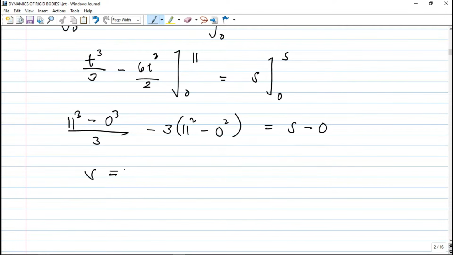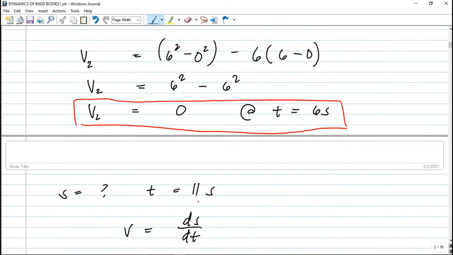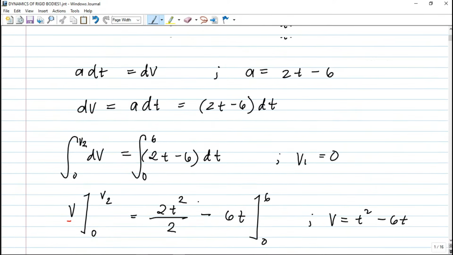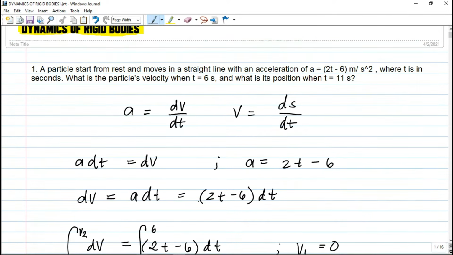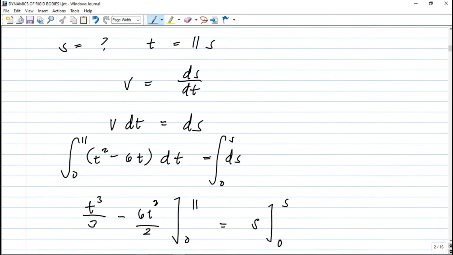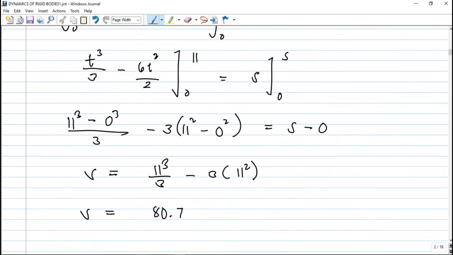Then we can compute for s. So s is equal to 11 cubed over 3 minus 3 times 11 squared. So s is the position of the object or the particle at time 11 seconds, which is equal to 80.7. For the unit, since our acceleration is in meters per second squared and our time is in seconds, the unit is meters. So 80.7 meters is the position of the object at time 11 seconds.